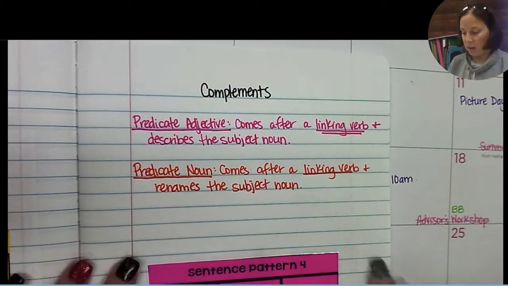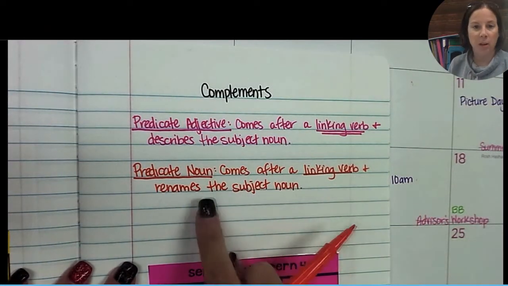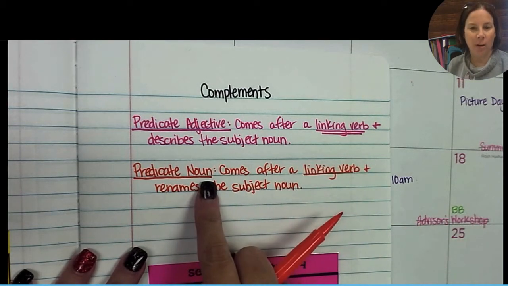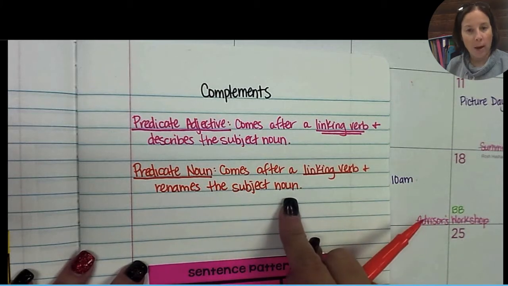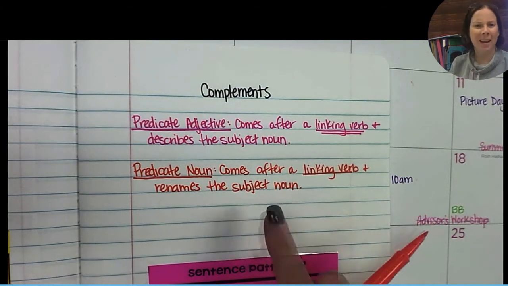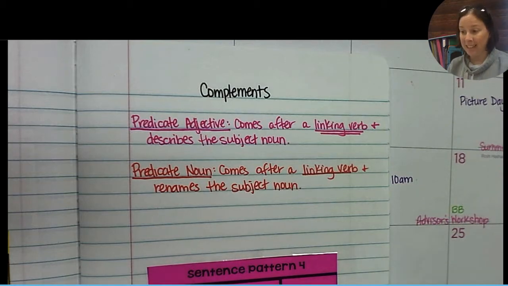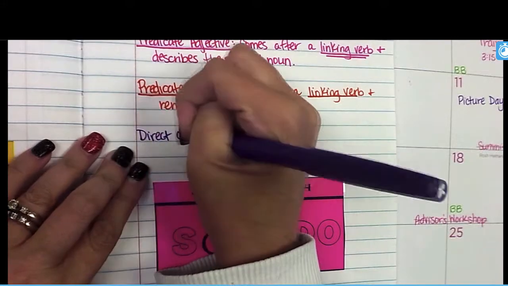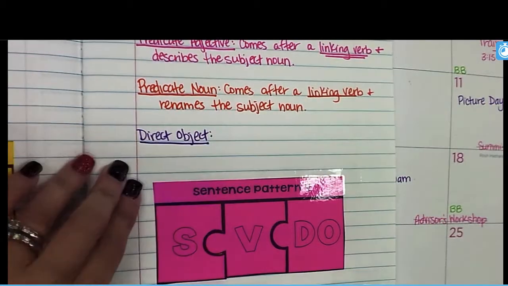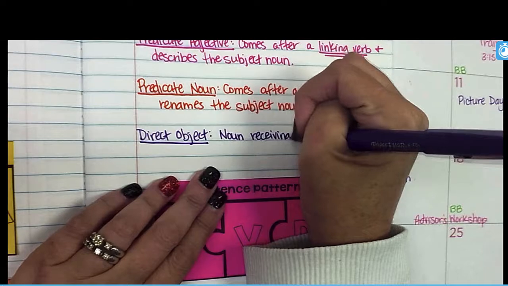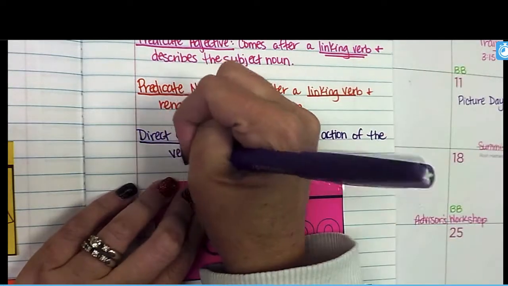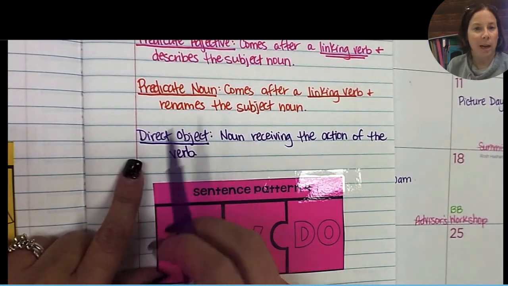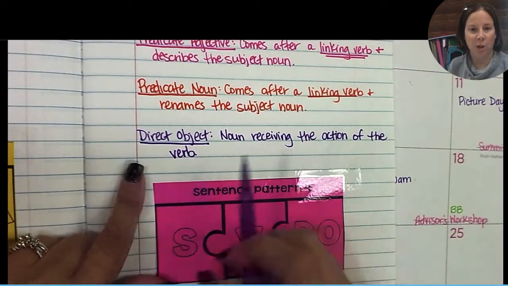Okay, so a predicate noun is going to come after that linking verb, and it's going to rename the subject noun. So it's going to be another noun saying what this subject noun is. A lot of these will make more sense when we actually get to them. Okay, so the next thing we have is a direct object. A direct object is going to be a noun that's receiving the action of the verb.